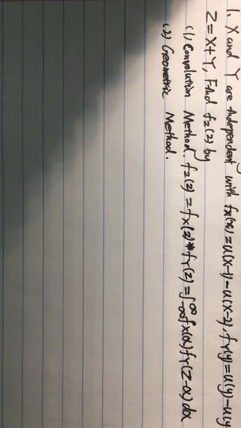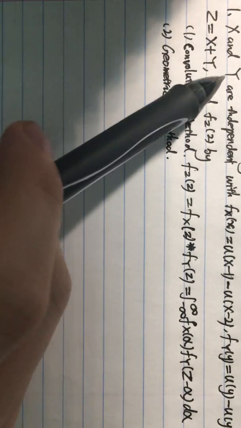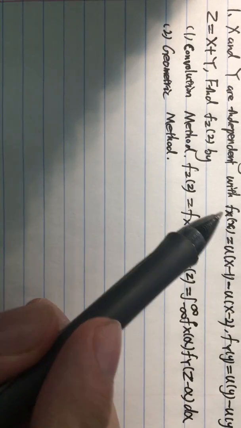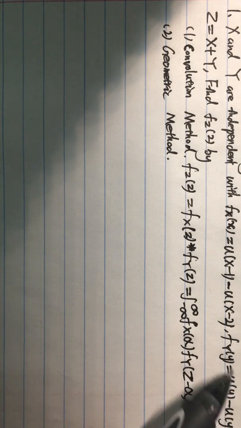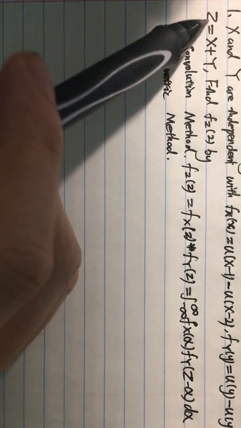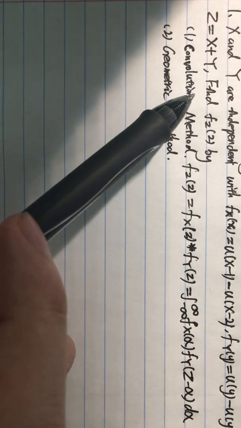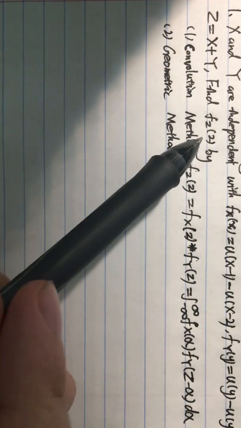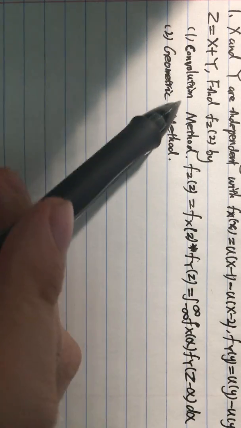Hello everyone, now let's talk about homework number 5, problem number 1. First, we are told that x and y are independent with the density function of x equal to this and the density function of y equal to this. It also tells us that z equals x plus y, so we need to find the density function of z by two methods. First is the convolution method and the second is the geometric method.